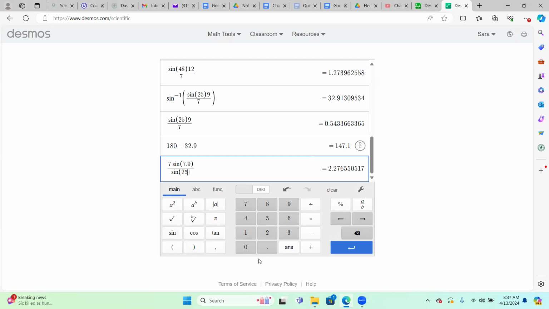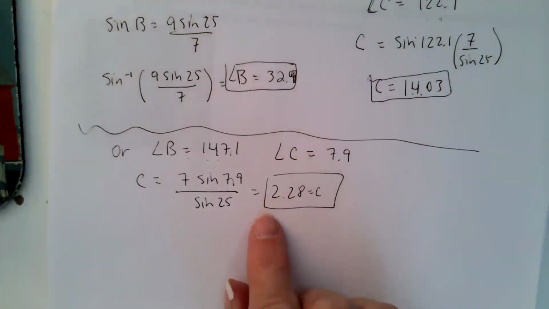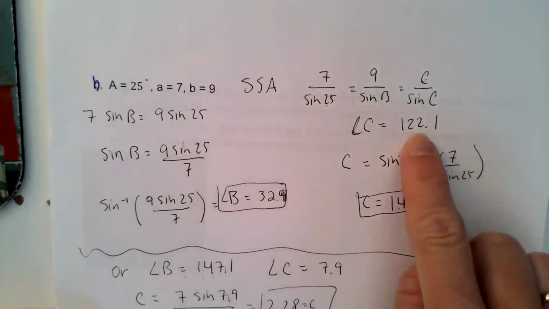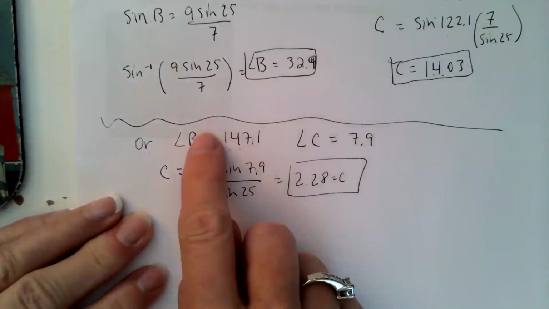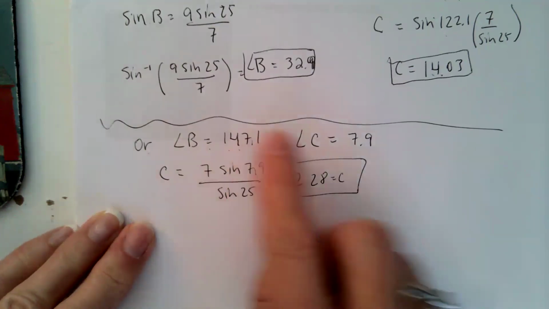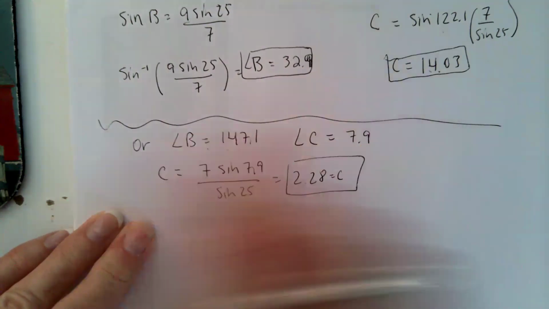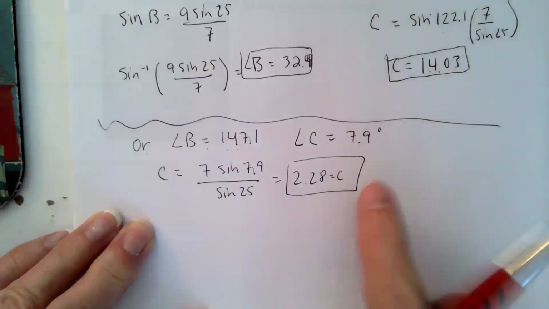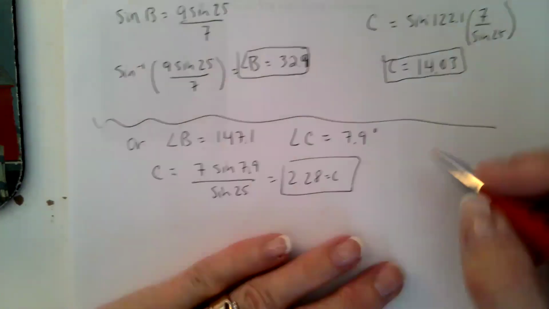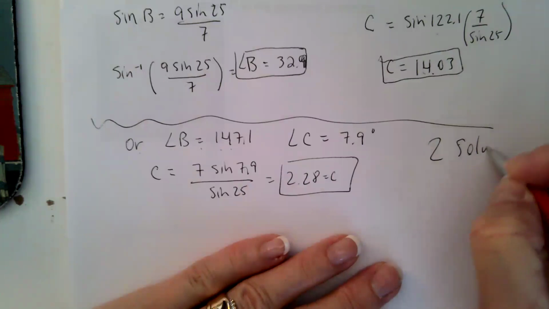I'll show you that on my paper here. So if the angle B is the 32.9, side C will have the length of 14.03, the longer side, because it will be the bigger angle, 122.1. If B is the supplement, and angle B is the bigger angle at 147.1, then angle C is going to be the smallest at 7.9 degrees. And we'll also have the smaller side at 2.28. So it has two solutions.